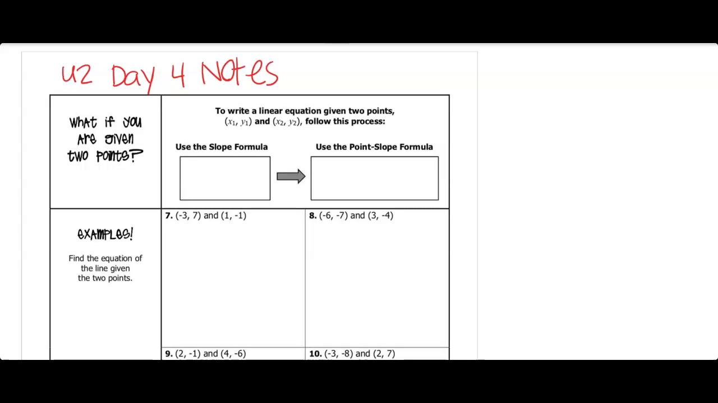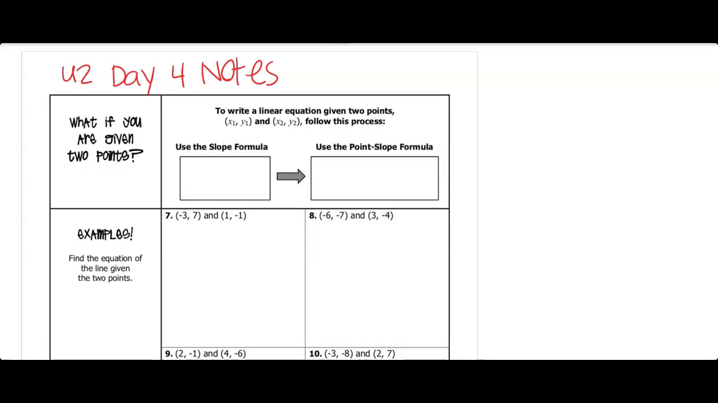So in this video, we are going to do the next piece to what we started yesterday. Yesterday we did all equations where we had the slope and we had a point. And we wrote our equations into point-slope form and then simplified it into slope-intercept form. In this video, and in tomorrow's lesson, we will be given 2 points, but not a slope.